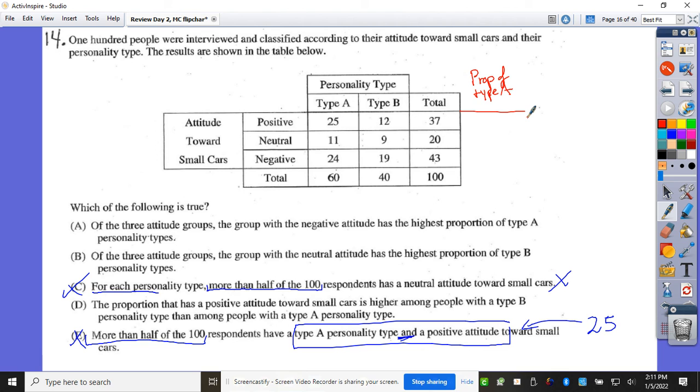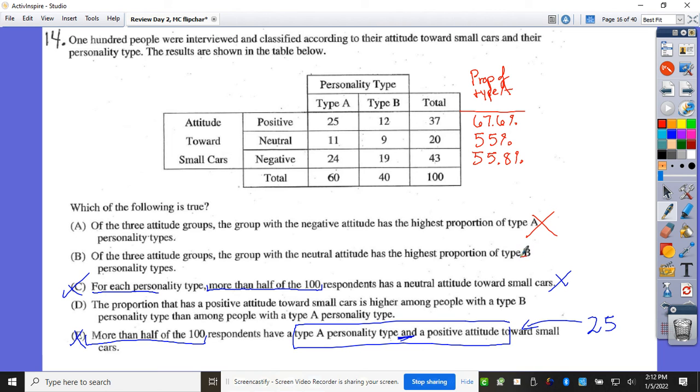So give me my specific numbers. 25 over 37, and that ends up giving us 67.6%. Then I've done 11 over 20, which is 55%. And then 24 over 43, which is 55.8%. I think I rounded some of those. So, of the three attitude groups, negative had the highest proportion of type A. Is that true? No, because the positive one did.